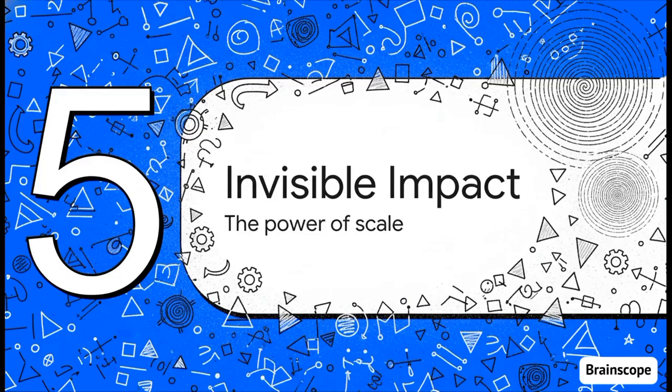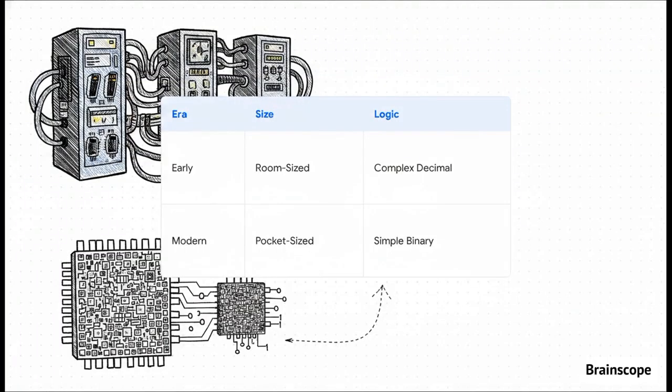Section 5. The invisible impact. This seamless marriage of basic rules and physical hardware has heavily driven the scaling of modern technology. Consider the evolution from room-sized computers to modern pocket-sized devices. Because transistors only have to do the remarkably simple job of reading a 0 or a 1, they can switch states incredibly fast. And more importantly, engineers can shrink them down to microscopic sizes, safely packing billions of them into the tiny smartphones we rely on today.